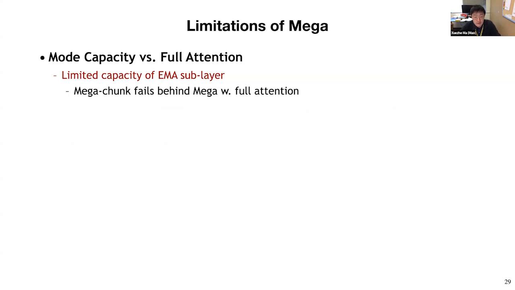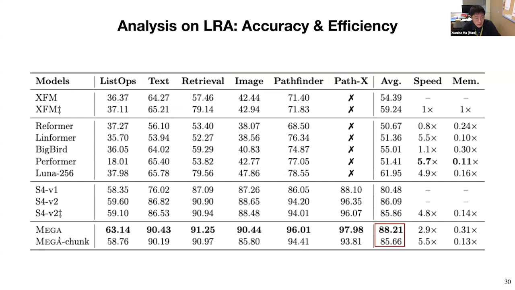So here is the evidence. If we use full attention in the Mega architecture, which means we do not use chunk-wise attention, we use full attention with the EMA layer, we achieve much better performance than the version of Mega with chunk-wise attention. So this means the chunk-wise attention with EMA is still worse than the full attention with EMA. It indicates that our EMA layer is still not strong enough to fully recover the long distance dependencies.